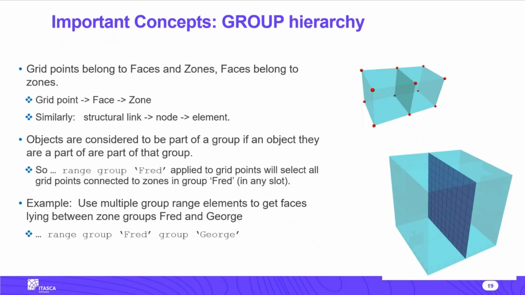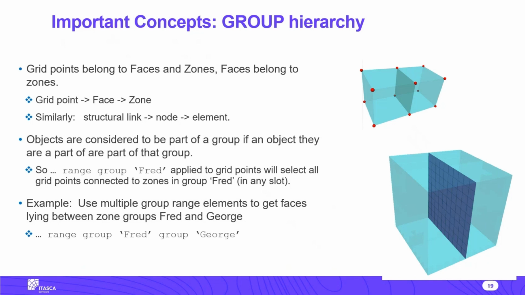The faces themselves can have group names, which is fine, but it will also check the group names of the host zones, right? So if I say range group sandstone, and I'm applying something to a face, maybe the faces don't have a name called sandstone, but the zones do. And so we'll find all the faces on all the zones called sandstone and apply a stress.